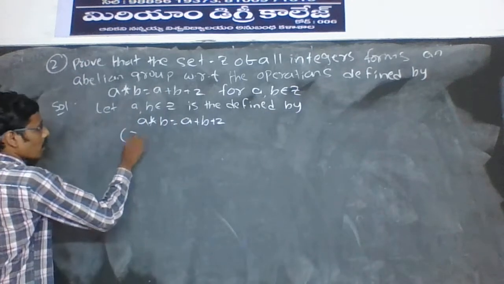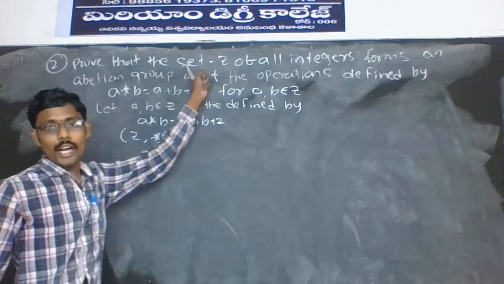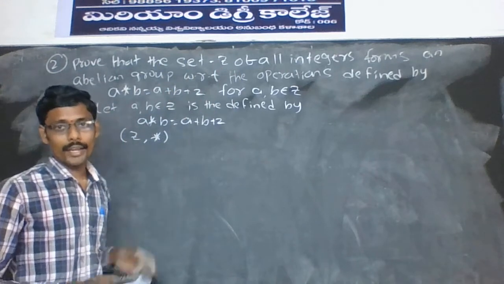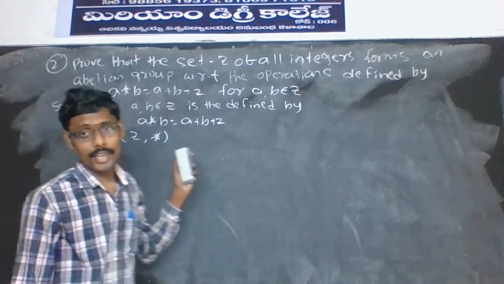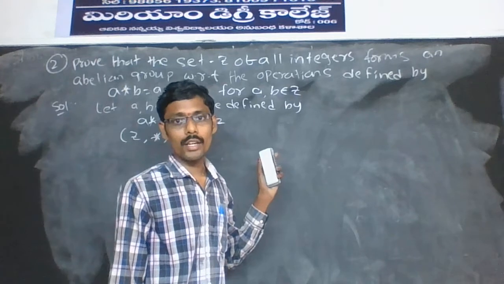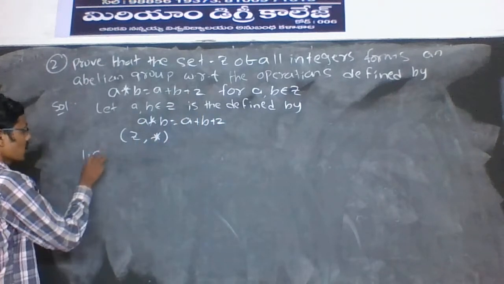Z, star is the algebraic structure. To show that Z, star is an abelian group. First one, closure law.